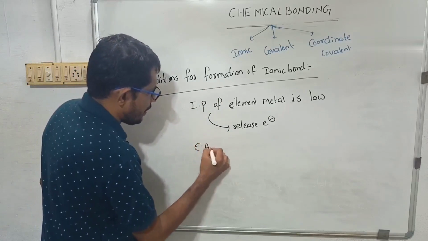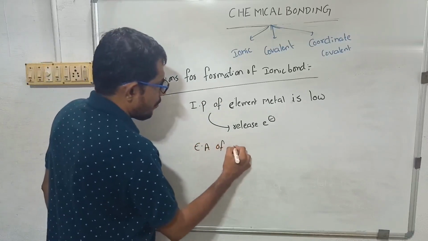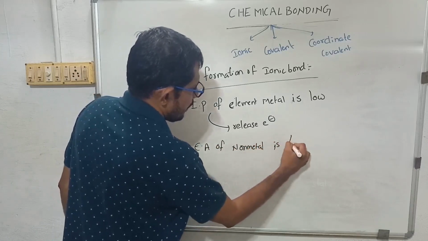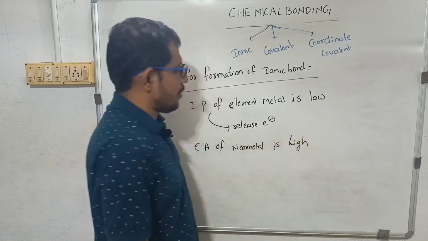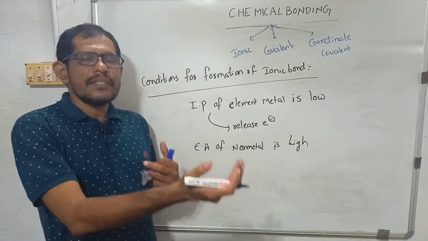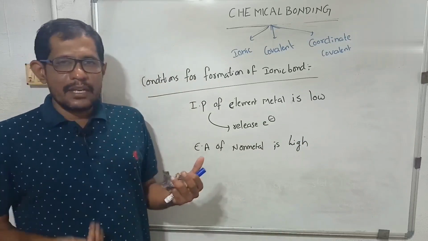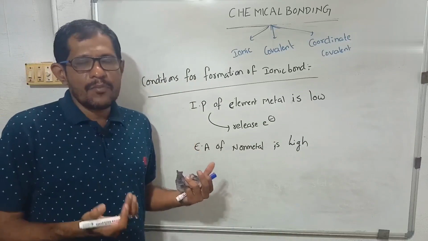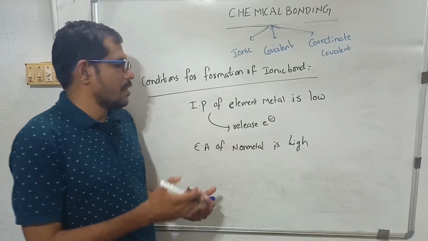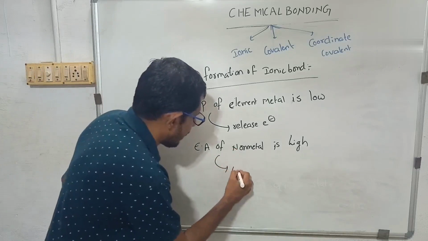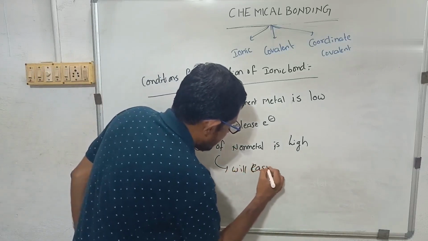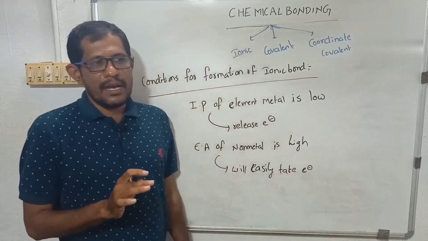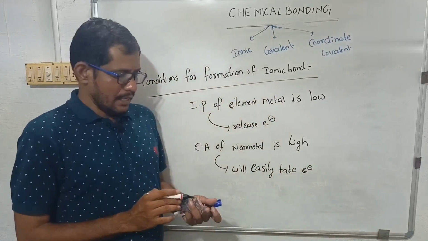And EA means electron affinity. Electron affinity of the non-metal is high. If electron affinity is high, it will easily take up the electron. Since ionic bond is a transfer of the electron, if electron affinity of the non-metal is high, it will easily take the electron. So transfer of electron happens, and there is a formation of ionic bond.